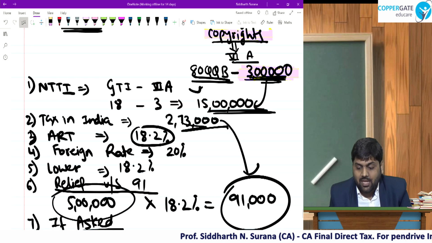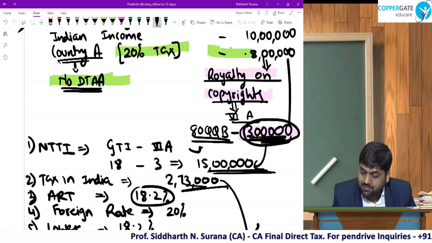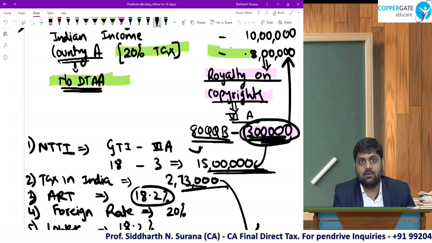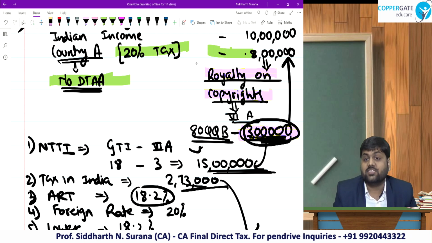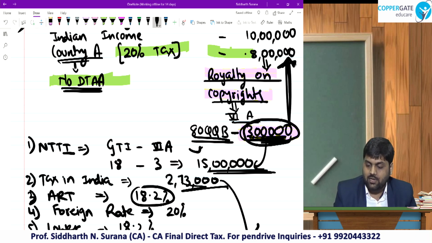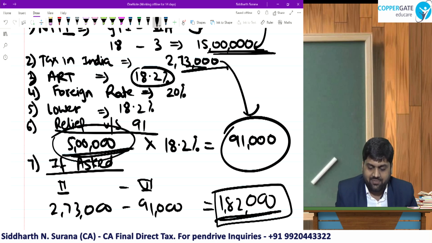This concept became applicable because this is an income-related deduction which can be taken only against this 8 lakh. You are not allowed to take this 3 lakh against 10 lakh. That is not allowed. This is specifically related to the income, and therefore we can say that 3 was definitely subtracted from 8, and therefore 5.